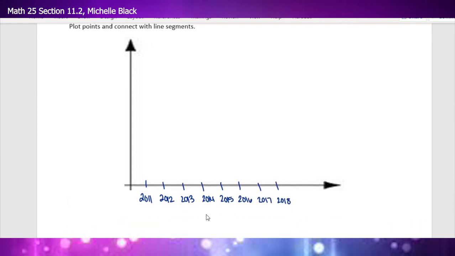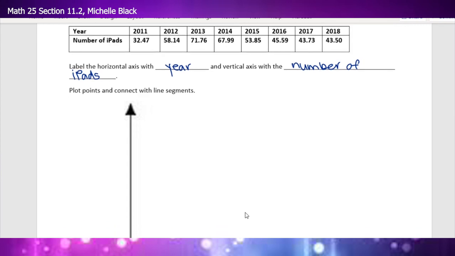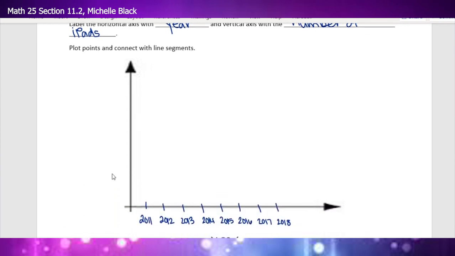And make sure to label your horizontal axis. Our vertical axis will be the number of iPads in millions. Well, it seems to range from roughly 30 to 71. So I'm going to go by tens up to 80. And remember that these represent the number of iPads in millions.